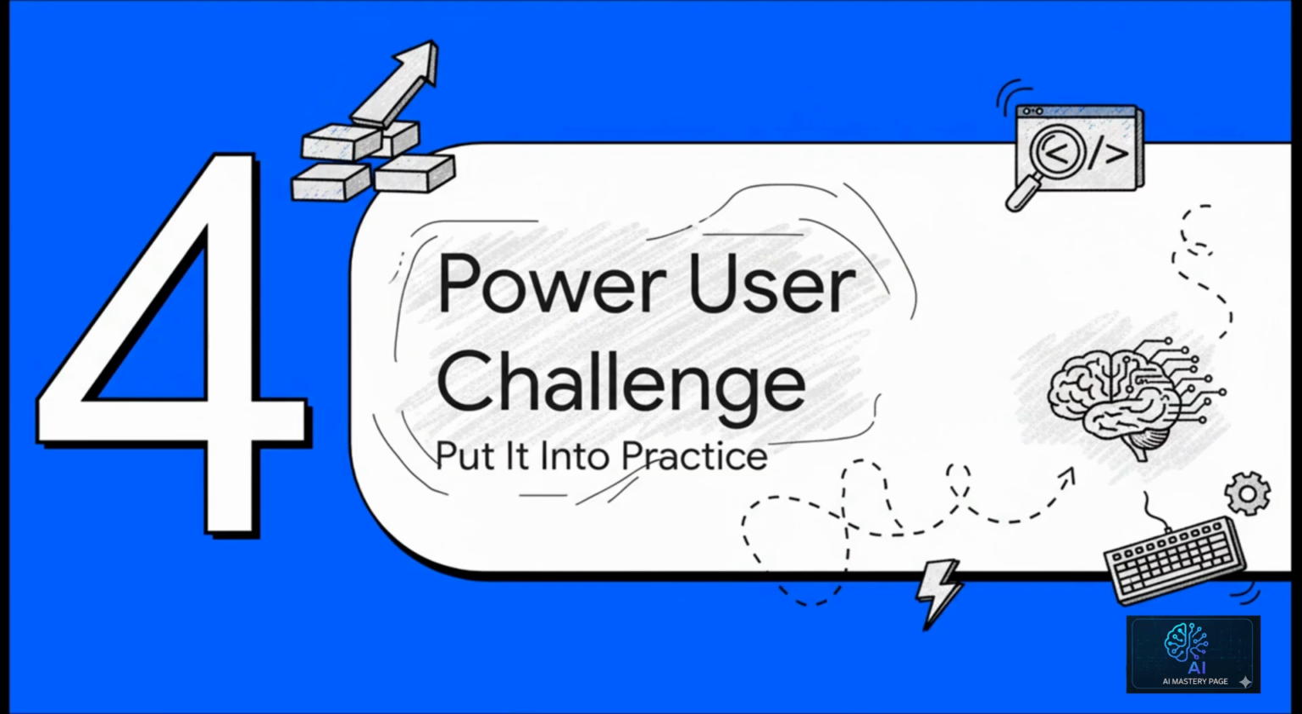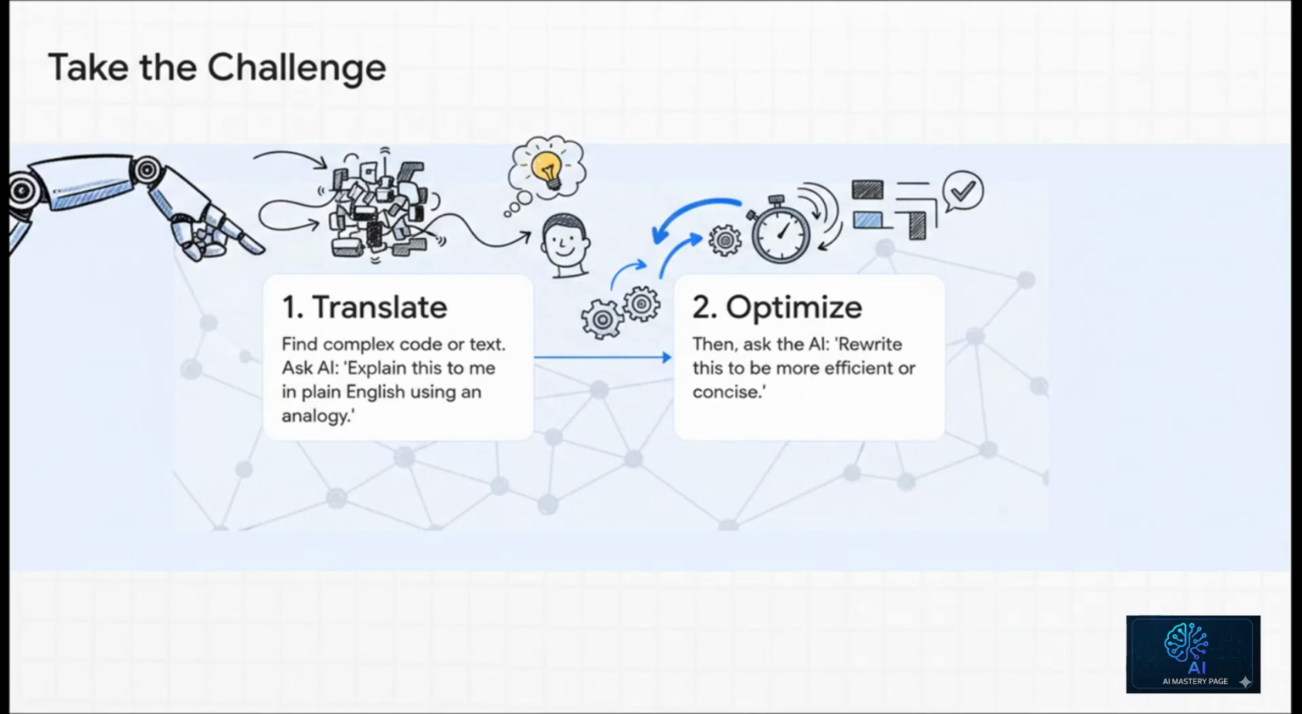All right, you've seen the theory. Now it is time to put it into practice. Here is your Power User Challenge. Here's your mission. First, go find something complicated. A snippet of code you don't get, a technical paragraph from an article, whatever. Your first prompt is to ask the AI to explain it using an analogy. This really tests its translation skills. Second, ask it to improve the original, to rewrite that code to be more efficient or that paragraph to be more concise. This tests its optimization skills.